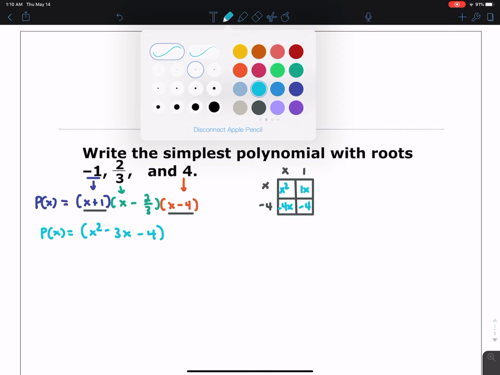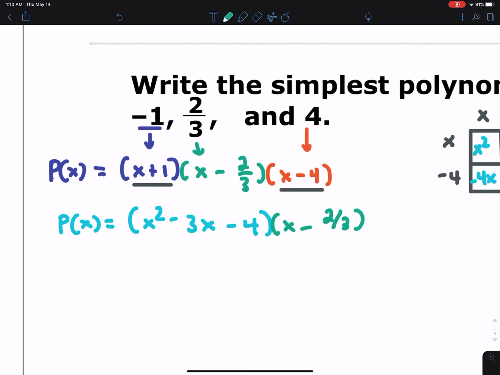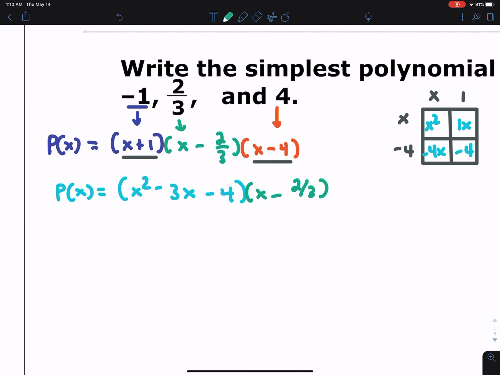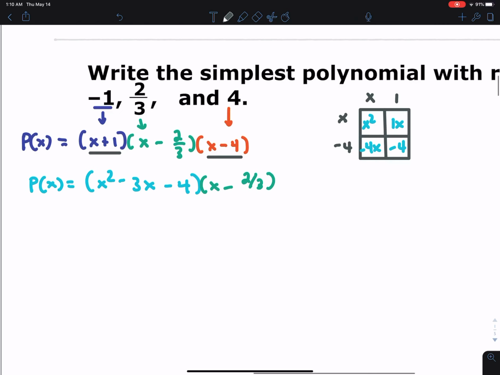And then we still have one more step then with our other factor that we have to multiply by. So we have to multiply by x minus 2/3. If you did x plus 1 times x minus 2/3 first, and then multiplied by x minus 4, you'd get the same exact answer. You're just going to have fractions the whole way through your problem then. So in this case, we have 3 terms and 2 terms. So we're going to have a binomial times a trinomial.